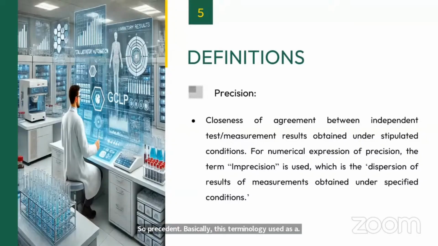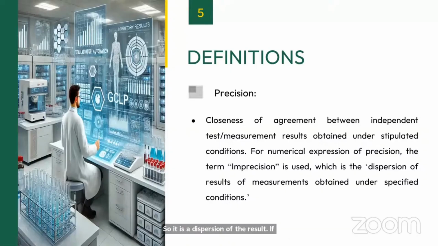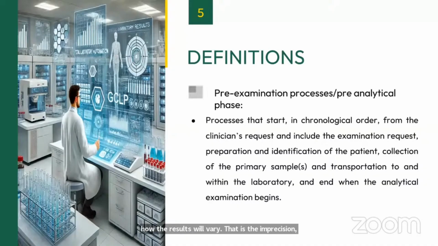If you are having a quantitative estimation, then the more appropriate terminology is imprecision. For numerical expressions of precision, the term imprecision is used, which is the dispersion of the results of measurement obtained under specified conditions. So it is a dispersion of the results. If you are repeating the test on the same sample again and again, how the results will vary. That is imprecision.